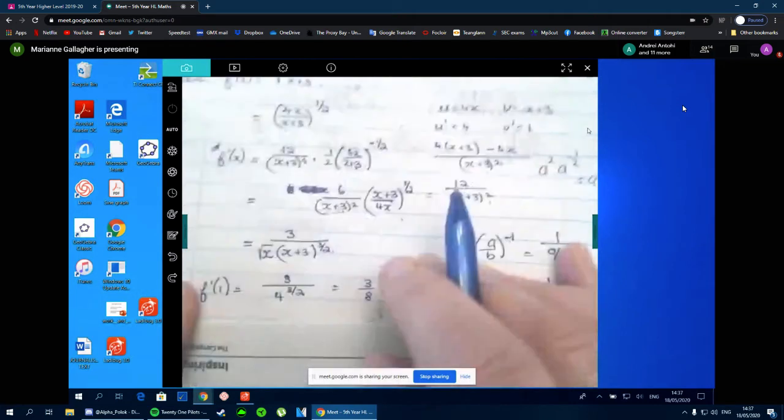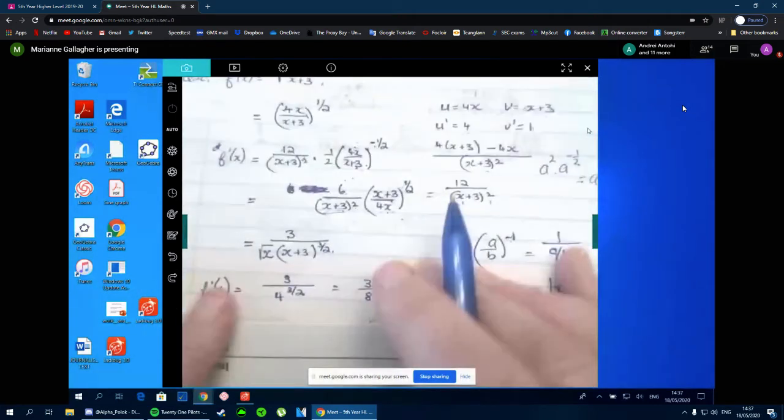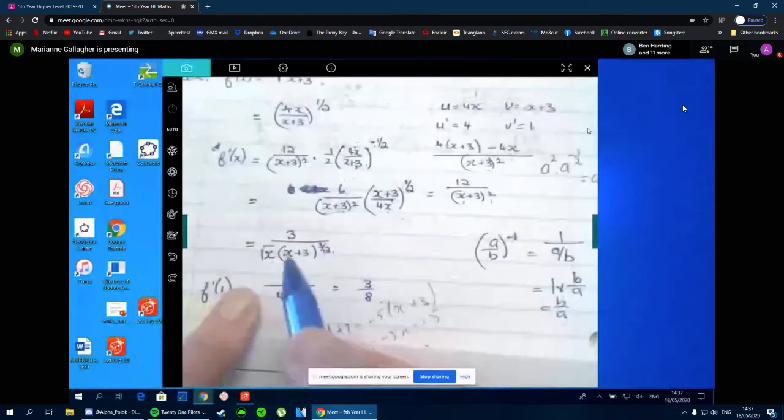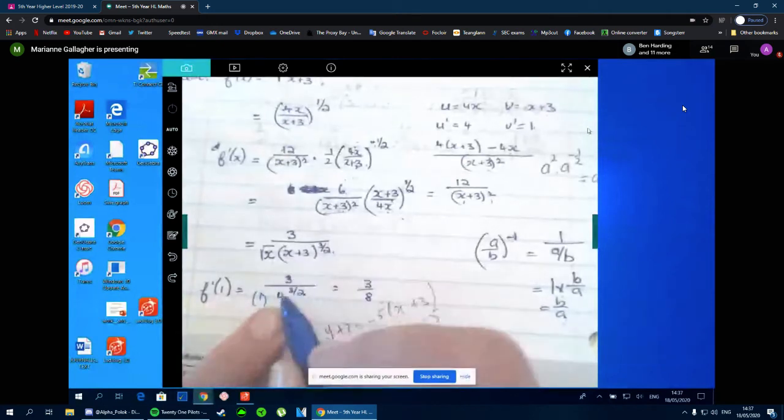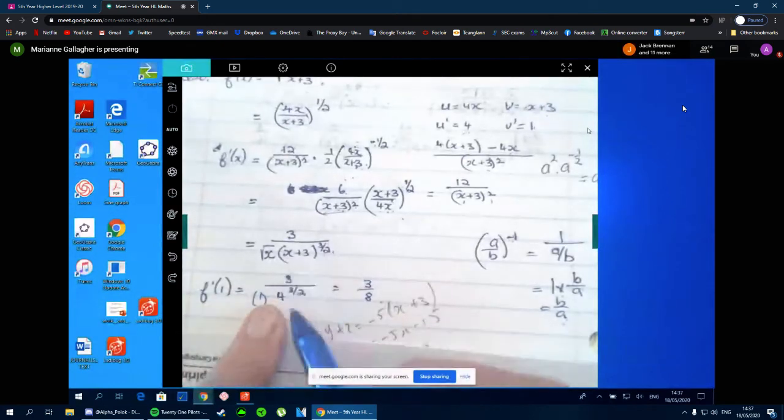And then you sub in, so f of 1 is 3 over root 1, which is 1, over 1 plus 3, which is 4, to the power of 3 over 2. And you can do that in your calculator, but 4 to the power of a half is 2, 2 cubed is 8, and you have 3 above the line, so 3/8.